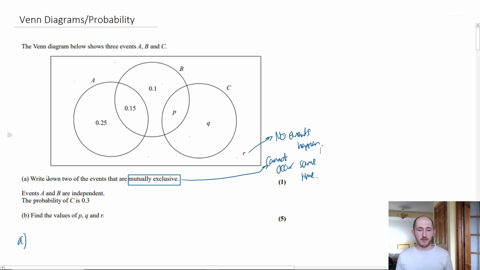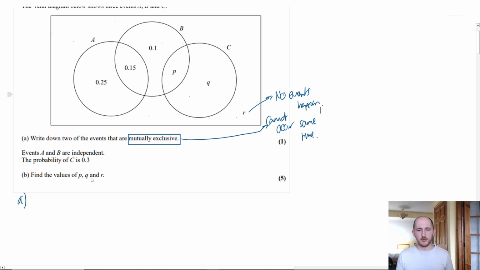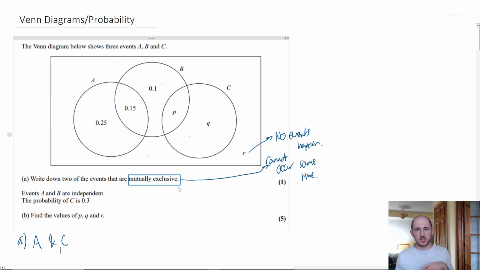So the answer for part A, write down two of the events that are mutually exclusive. You just look for the two circles that do not overlap, which in this case are A and C. So hopefully that makes sense. Just as a recap, in the overlaps is the probability that both of these events happen. So in this case, 0.15 is the probability that A and B happen.